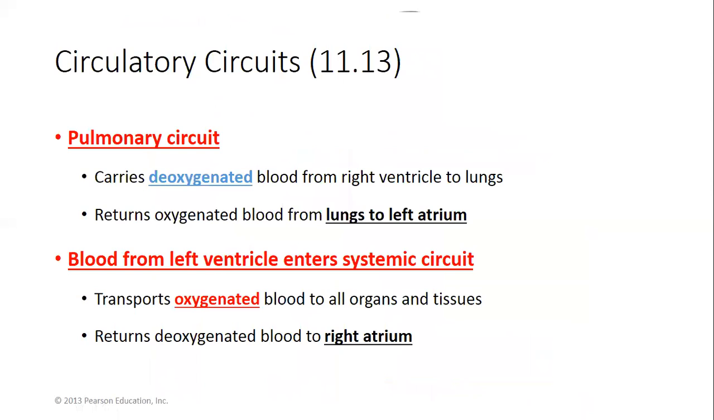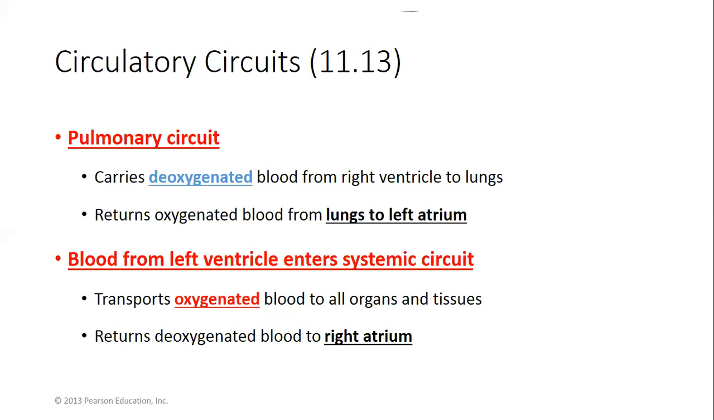And as blood moves forward, veins basically catch blood that would be moving in the wrong direction and prevent the backflow of blood. Now, these pulmonary circuits, so important. The pulmonary circuit carries deoxygenated blood from the right ventricle to the lungs, and then the lungs return oxygenated blood. So if blood is deoxygenated, it's got high carbon dioxide and low oxygen content. Well, you send that blood to the lungs to expire CO2, carbon dioxide, and pick up oxygen.